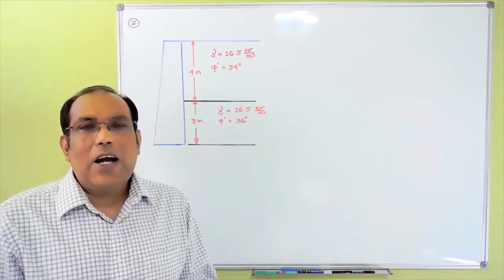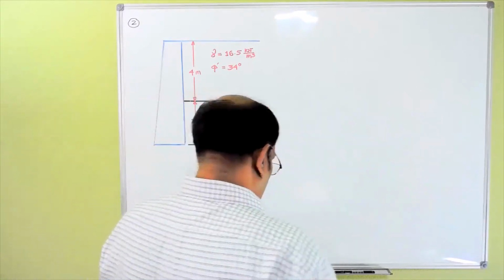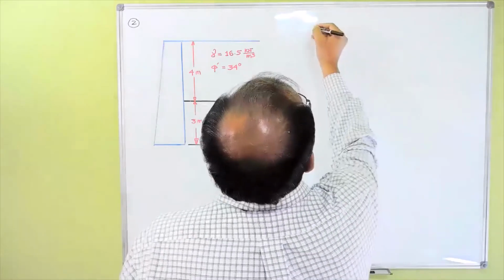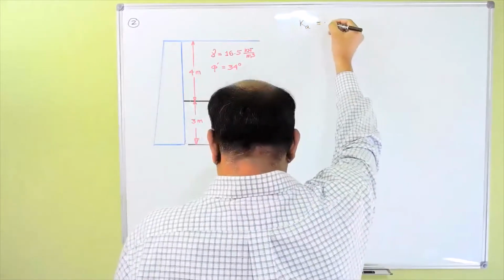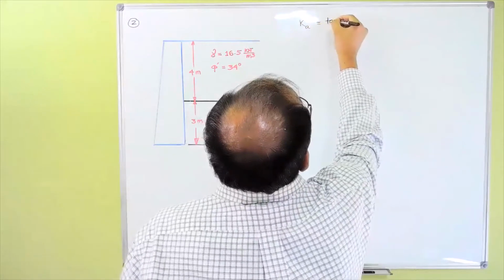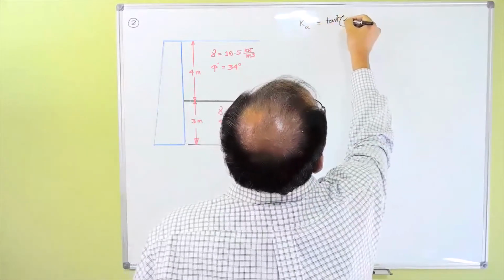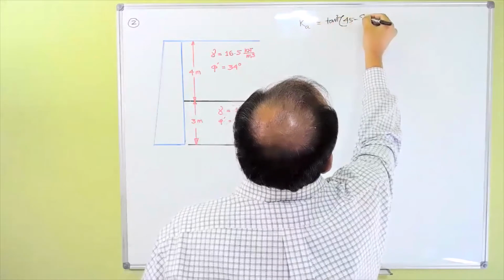Now, according to Rankine's method, you know that your Ka is equal to tan square of 45 minus phi by 2.